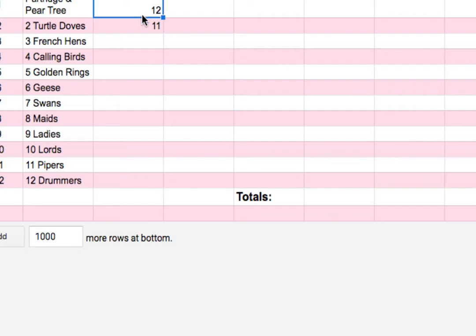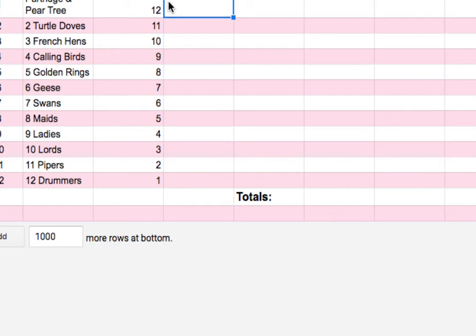Notice I've established a pattern already. So if I shift and select, I can drag down and it automatically fills. So notice here we have this sort of chiastic structure. This one here goes up to 12 and this one goes down from 12. There. So how many times, how many partridges in a pear tree were given?